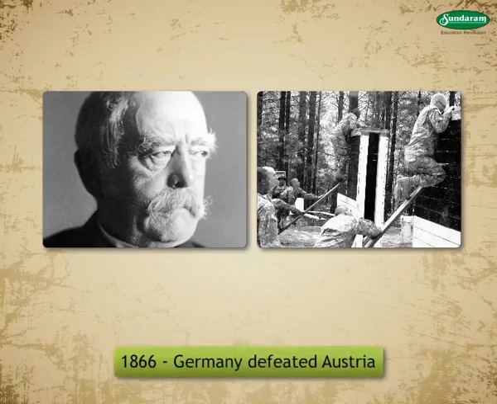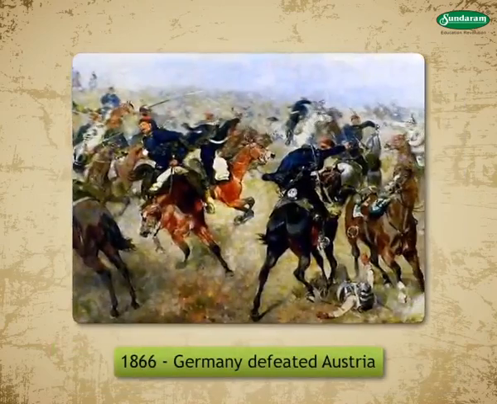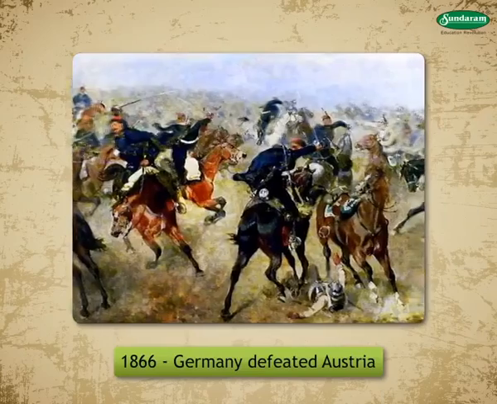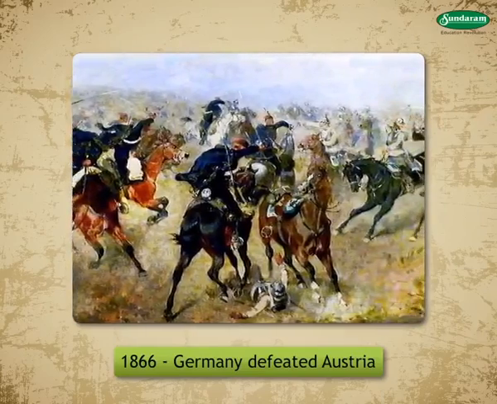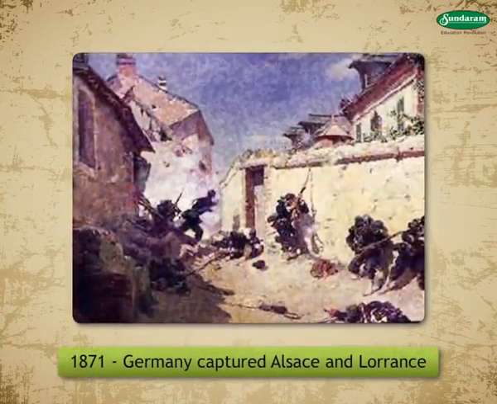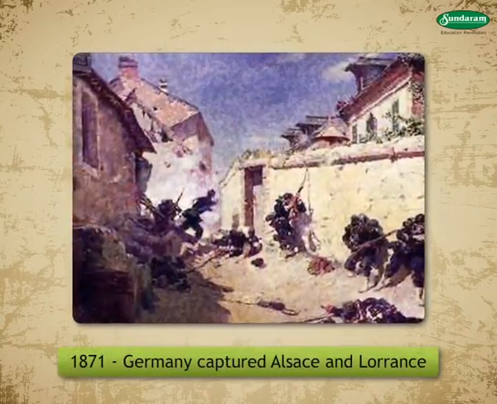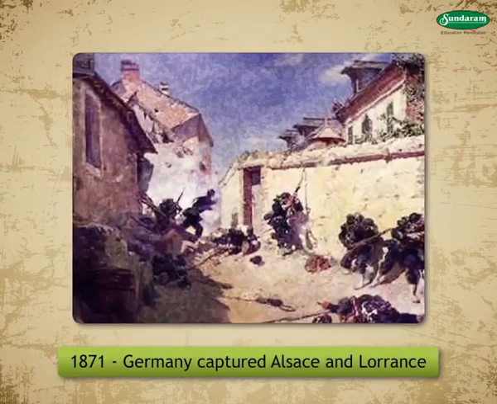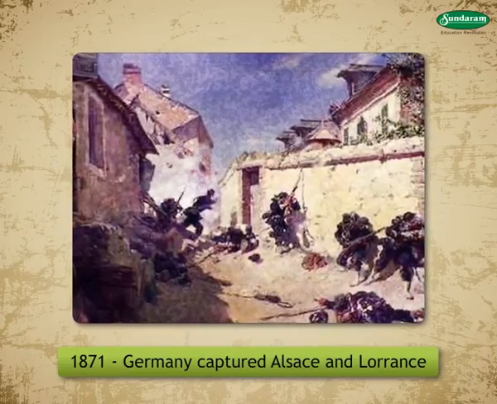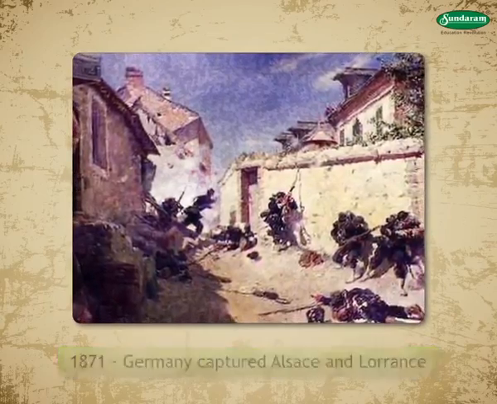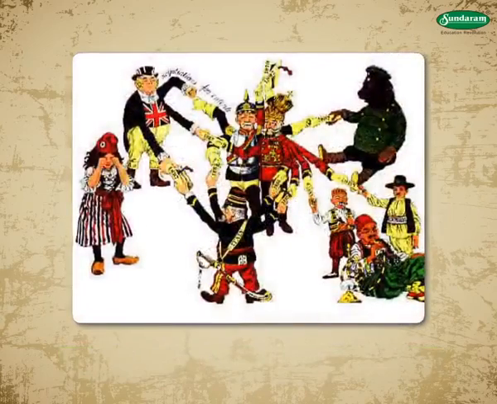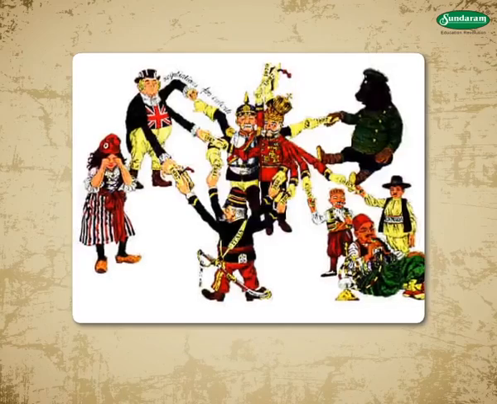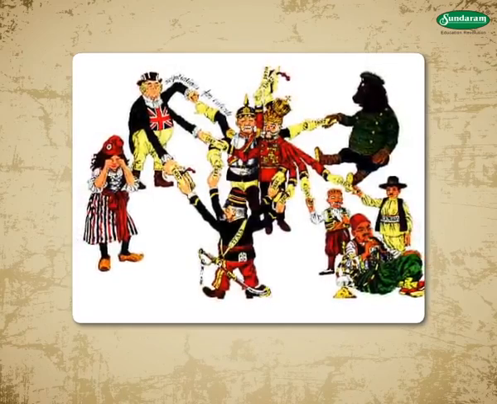In 1866, Germany defeated Austria. In future, he developed friendship with Austria. In 1871, Germany captured two areas of France, that is, Alsace and Lorraine. After this, Bismarck took many steps to keep France isolated from other European powers.